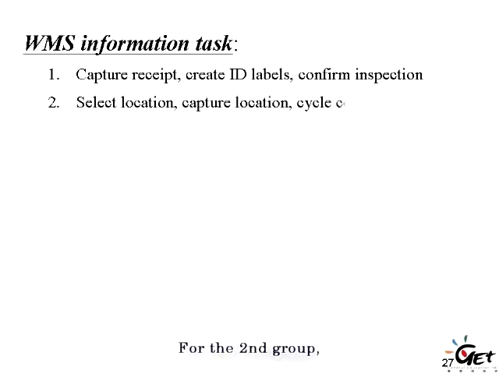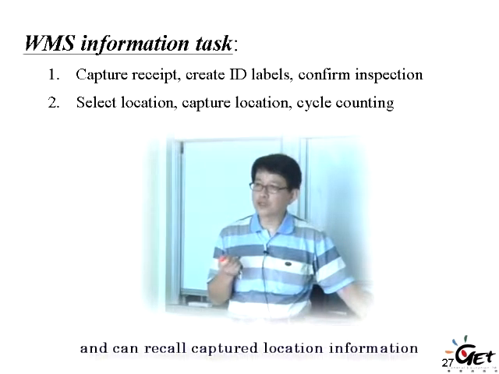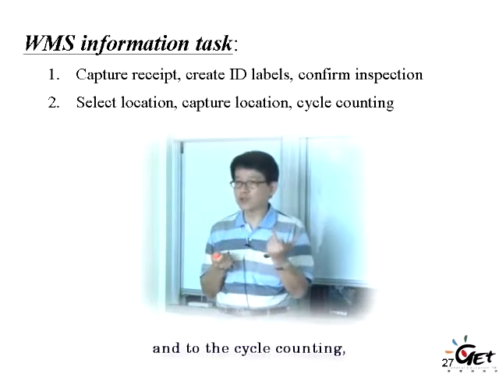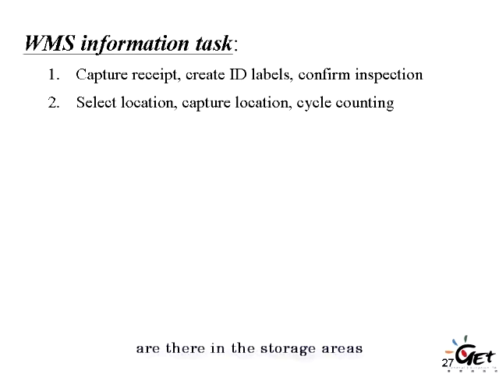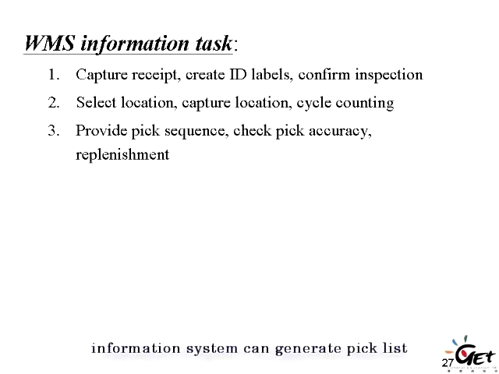For the second group, the information system knows where these items can be stored, which locations are available, and can select an available location. It can capture the location information where the items will be stored, do the cycle counting, and check how many units are in the storage areas. For the third group of functions, the information system can generate the pick list and help check whether or not the employees pick the correct items from the picking list.